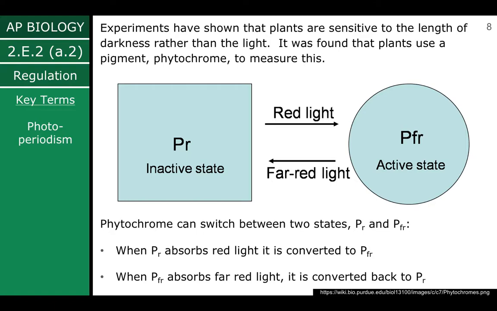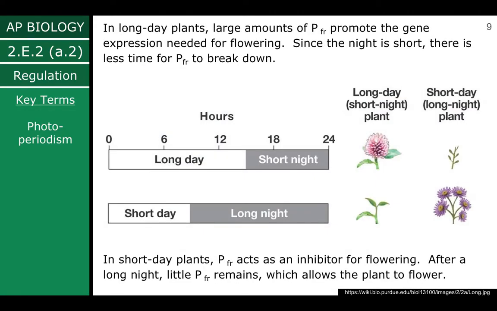Phytochrome can switch between two states, PR and PFR. When PR absorbs red light, it is converted to PFR, and when PFR absorbs far red light, it's converted back to PR. In long day plants, amounts of PFR promote the gene expression needed for flowering. Since the night is short, there's less time for PFR to break down. In short day plants, PFR acts as an inhibitor for flowering. After a long night, little PFR remains, which allows the plant to flower.